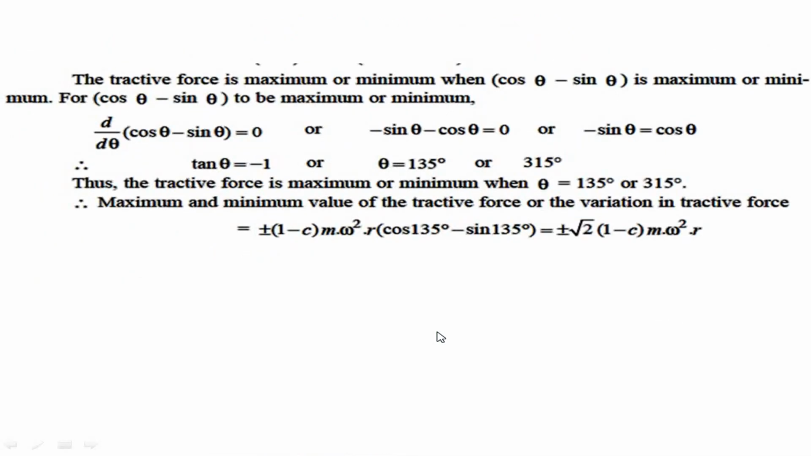Here we also need to determine the maximum or minimum value of the variation of tractive force. For that, this term is differentiated and two angles can be determined: theta equal to 135 degrees and 315 degrees. At these two angles, the variation of tractive force is maximum or minimum. By placing this value in the equation, we get plus or minus root 2 (1 minus c) m omega square r. So this is the equation that we have to remember for the variation of tractive force.